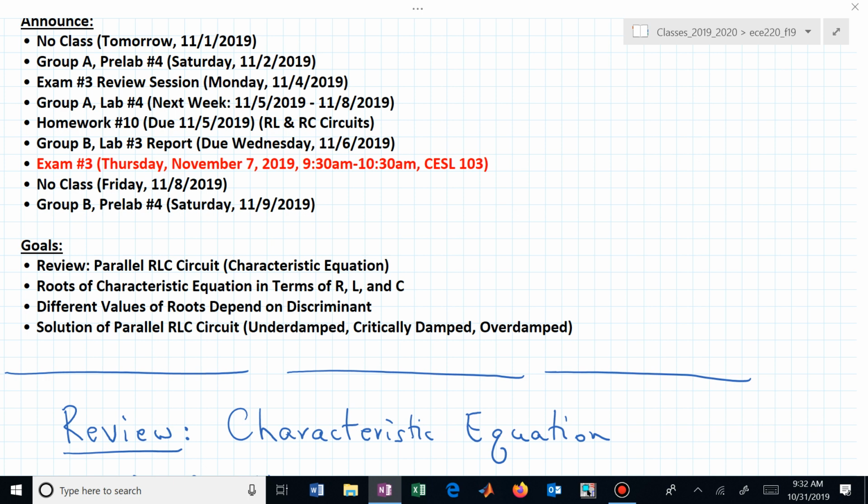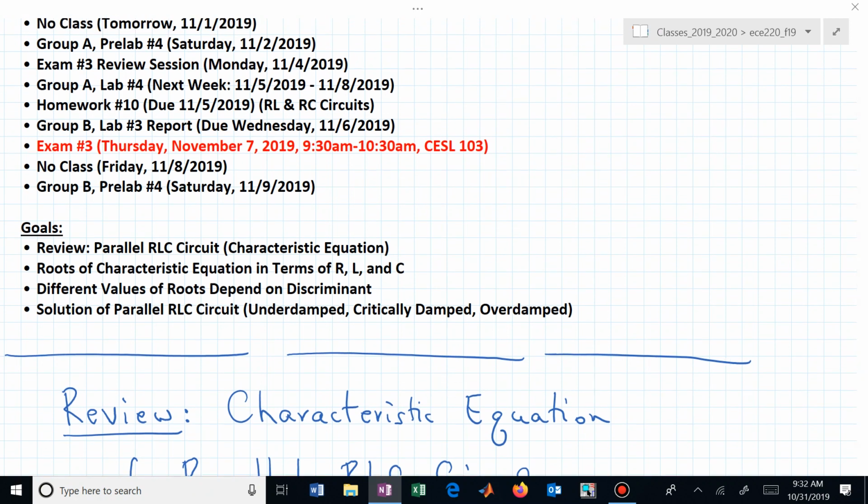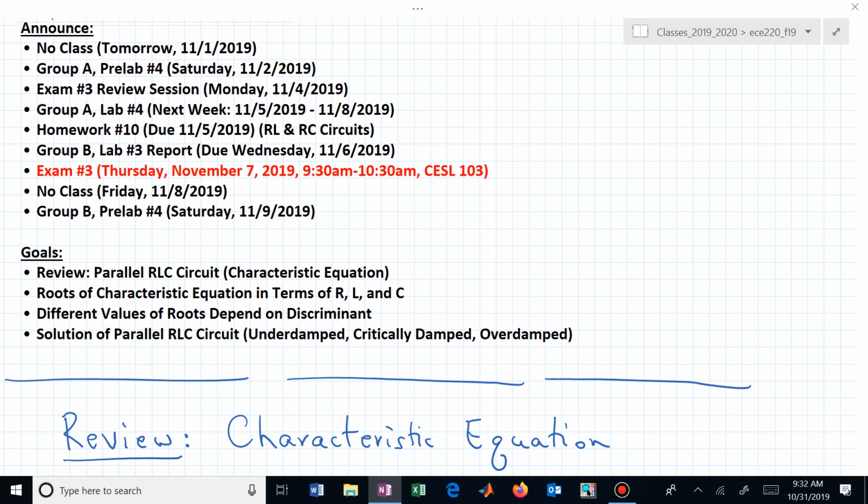Homework 10 is due next week, and that's the RL and RC circuits material. Group B next week, your lab report for lab number 3 is due, and you also will have a pre-lab due the following Saturday, a week from this Saturday. And again, there's our exam. Exam number 3 is a week from today.